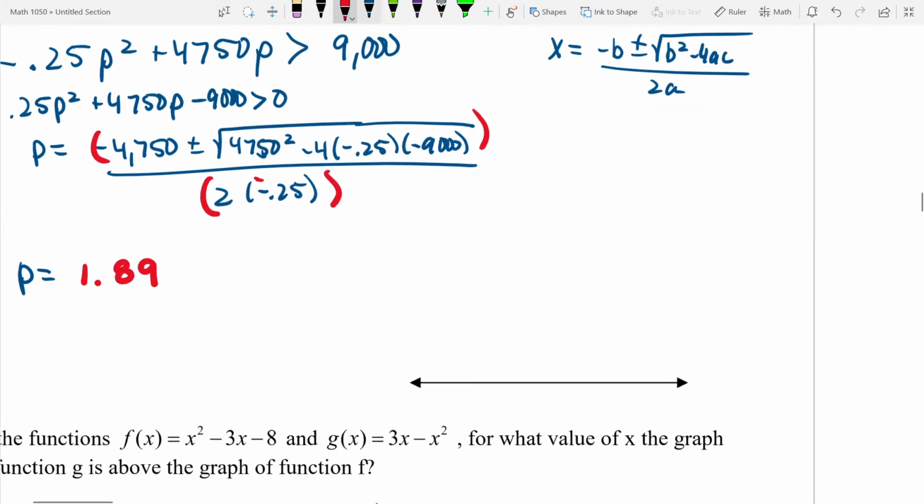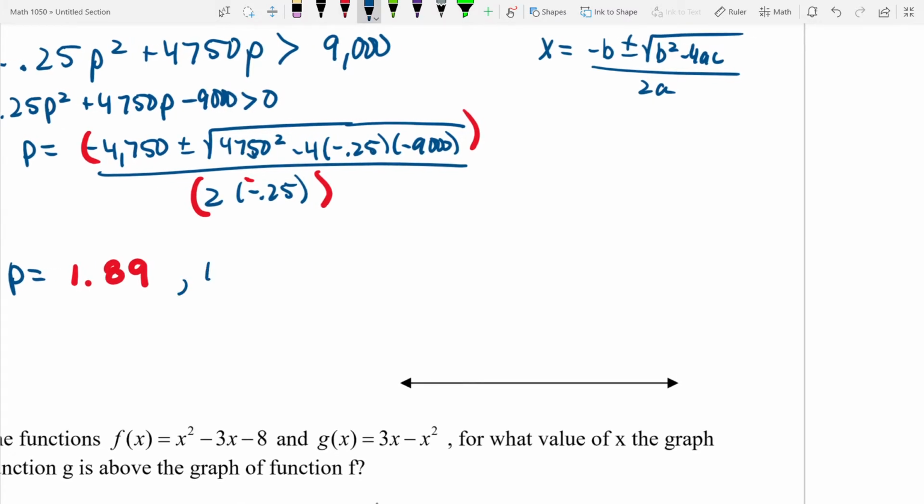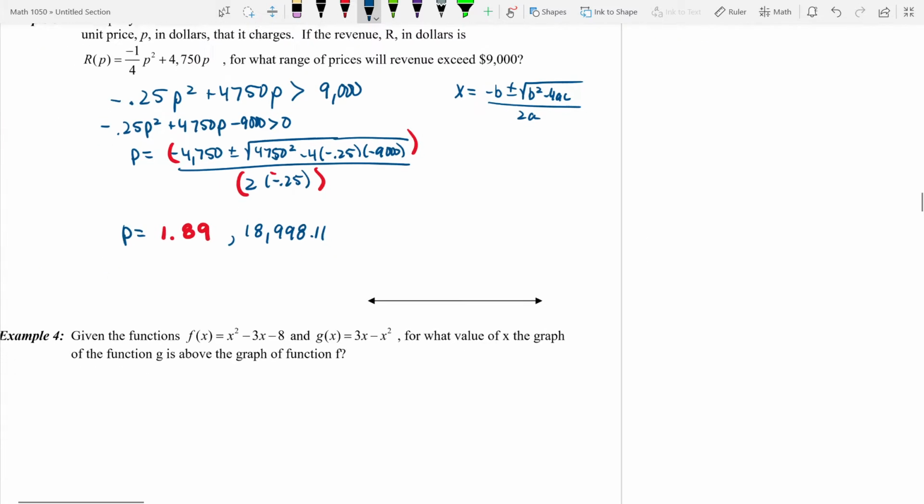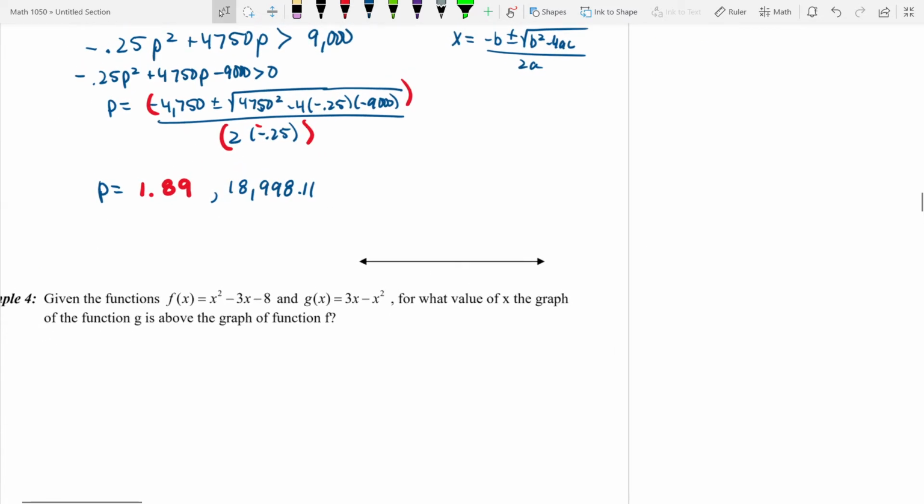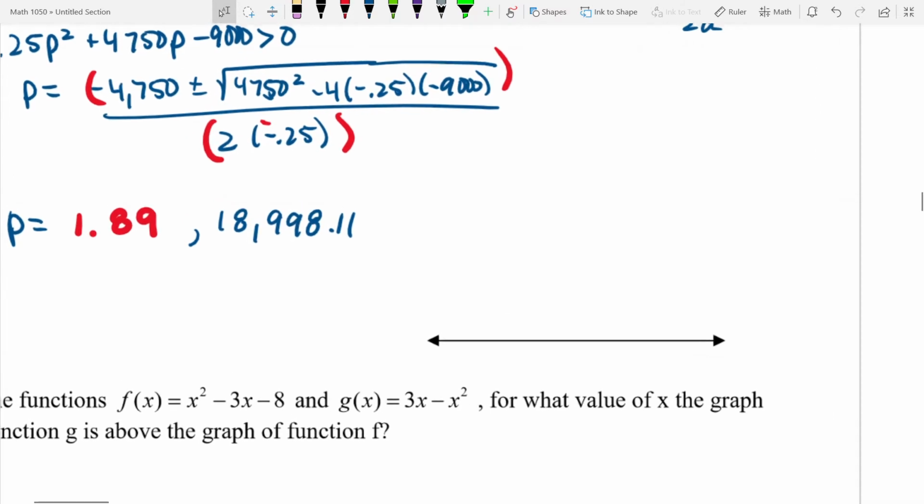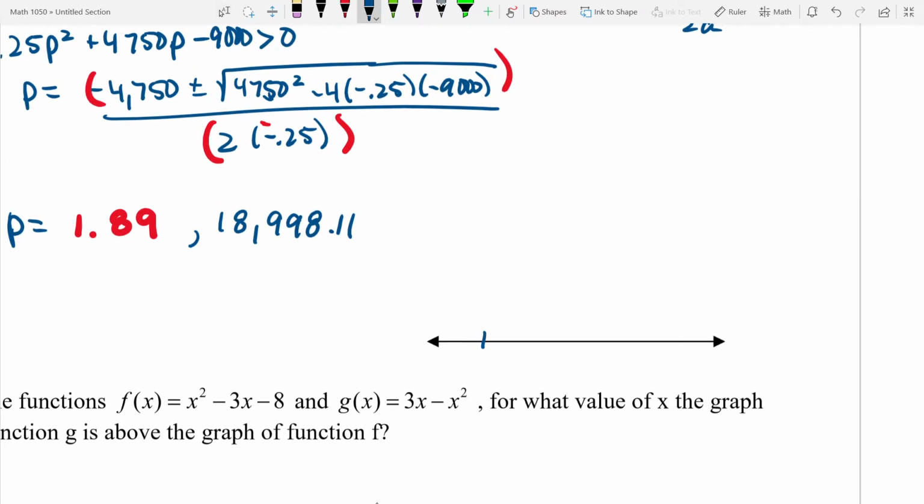That answer in money is $18,998.11, rounded to the nearest cent. I want you to remember this is a critical numbers problem. So now I have to go to my number line. 1.89 on the left, $18,998.11 on the right. There's no equal sign, so it's going to be open.